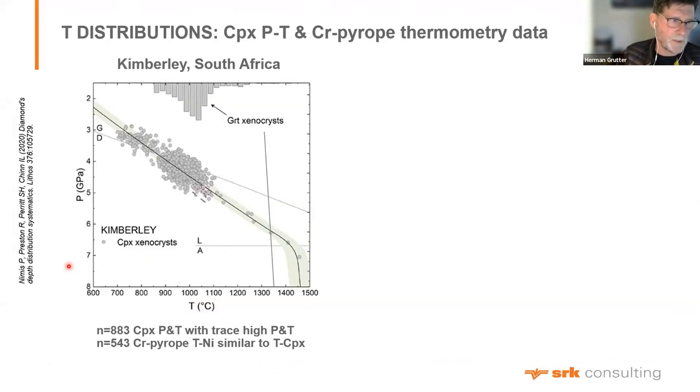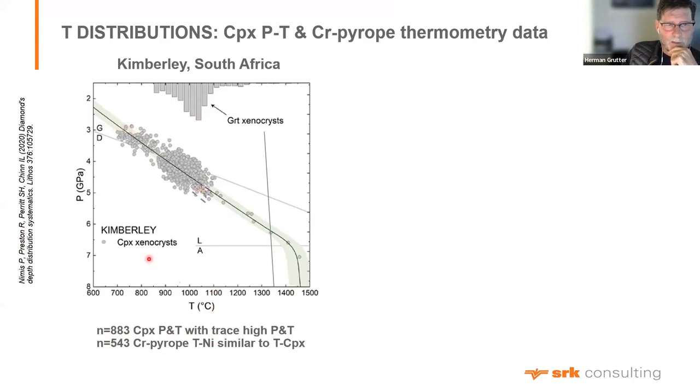It's appearing in the published literature. This is a paper from 2020, Paulo Nimes with a team of De Beers people, Robin Preston, Samantha Perrott, Ingrid Chin, that's just appeared in Lithos. Look at the numbers of data. They've got 883 clinopyroxene pressures and temperatures, 543 chrome spinel. They used nickel thermometry. You see nickel thermometry data here, represented over here.